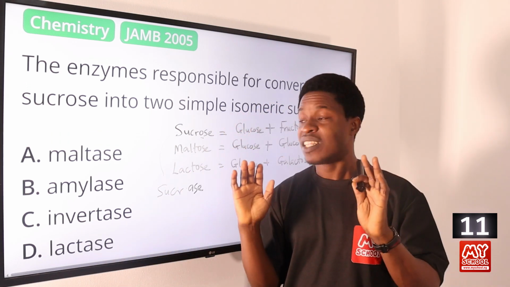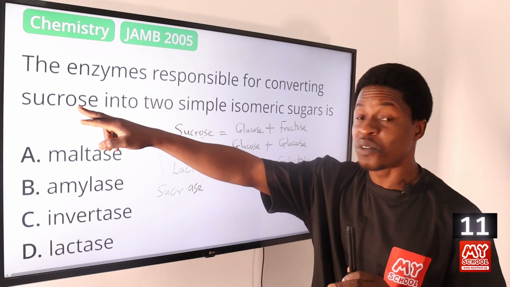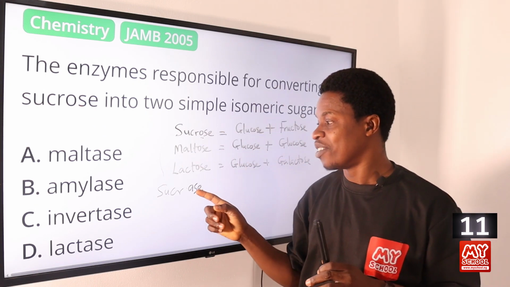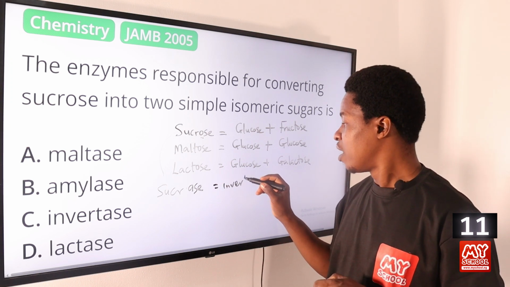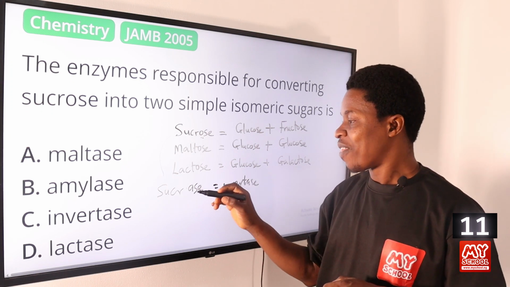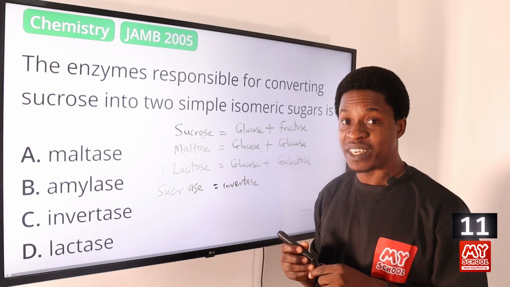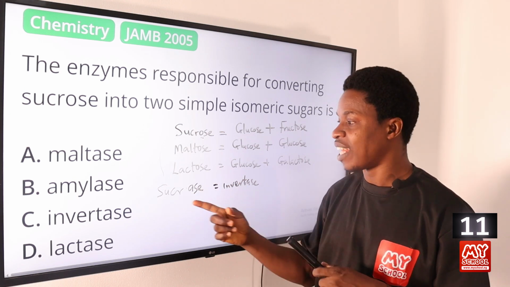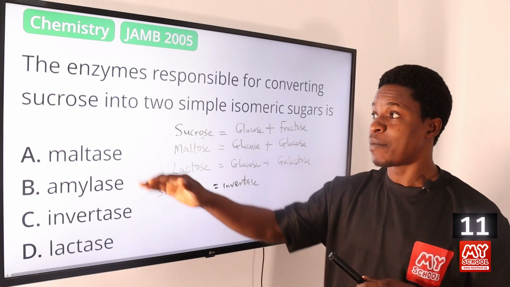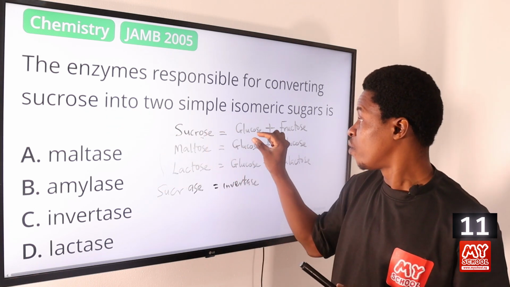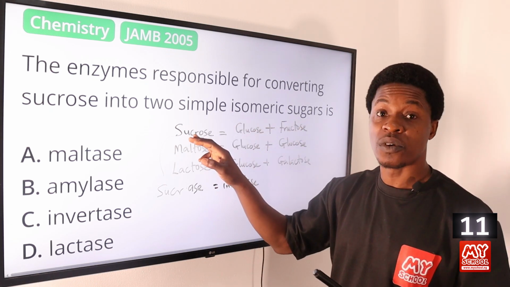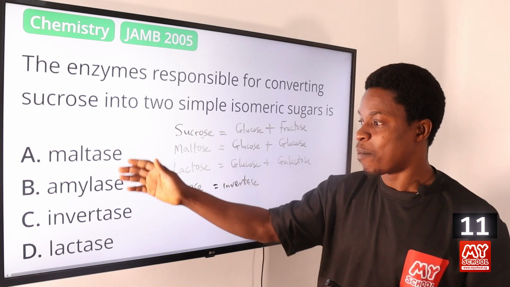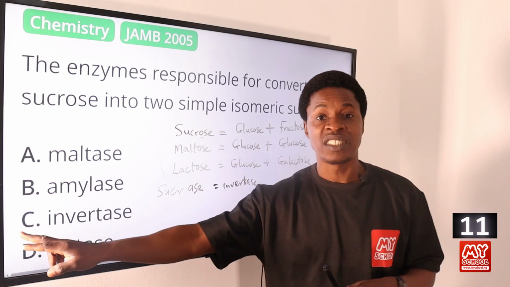So in other words, you don't have sucrase among the options even though we are talking of sucrose, but another name for sucrase is invertase. The examiner wishes to know if you actually know that sucrase is also referred to as invertase. Whether you see it as invertase or sucrase, we are saying the same thing. That's the enzyme that breaks sucrose into glucose and fructose, the monomers that make up this disaccharide. So the correct answer among these is invertase. Option C is the correct answer.